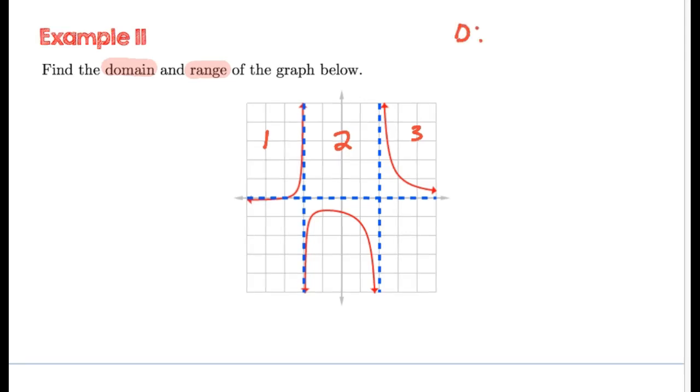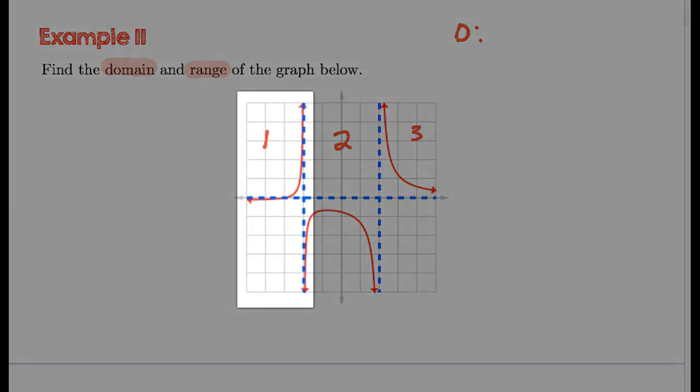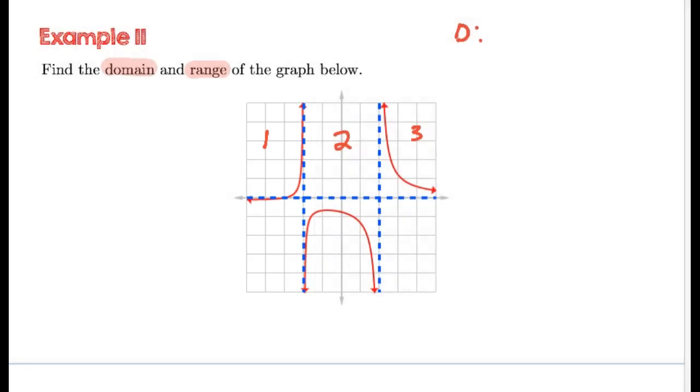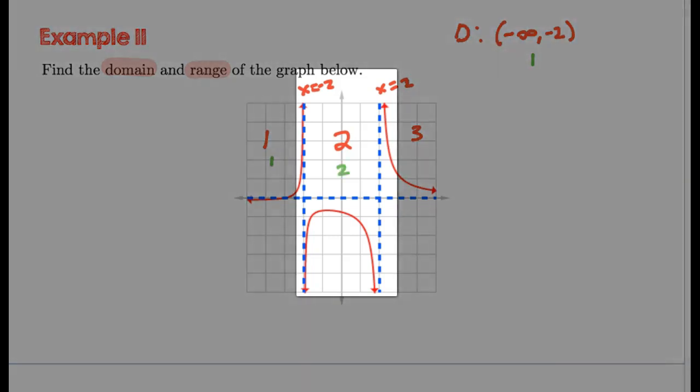Starting with box 1, we go all the way from negative infinity and stop at this vertical line at x equals negative 2. This other one is at x equals 2. So I can use all numbers from negative infinity to negative 2. That's box 1, portion 1. We got that done. Now we have to look at 2.